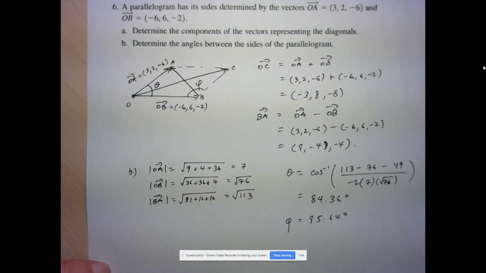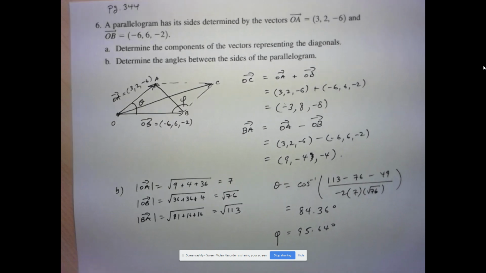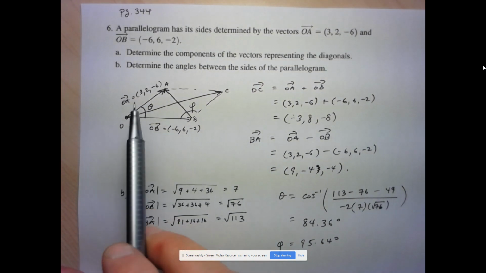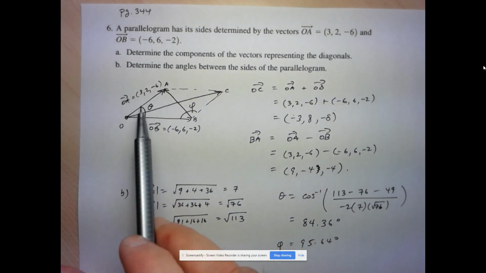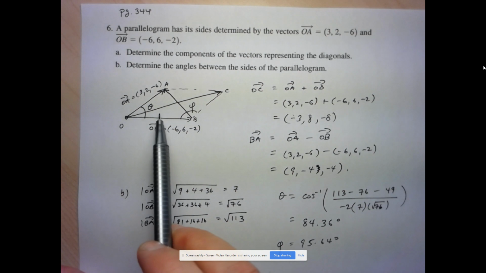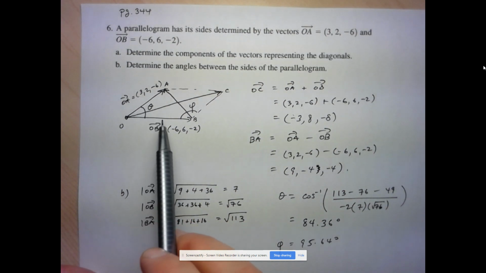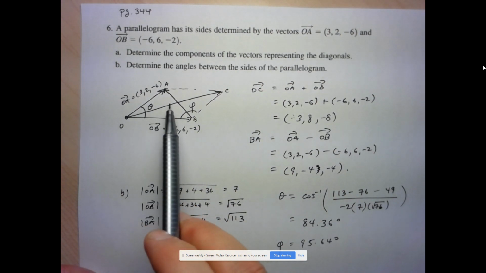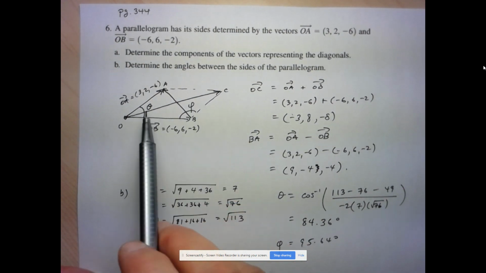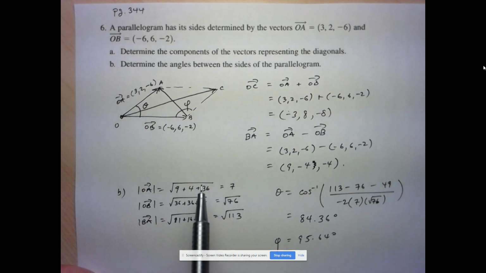Perfect. So let's just recap this here. So here we use the fact that we could find the angle between these two vectors, so this angle here, by using the side lengths of OA, OB, and BA. I could have also found this one here since I also had these three side lengths. Okay. So whichever way you would have gotten one, and then you could easily find the other. All right. That's it for this one.